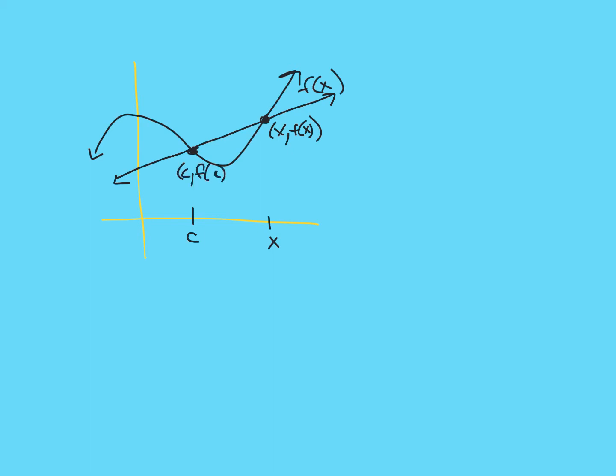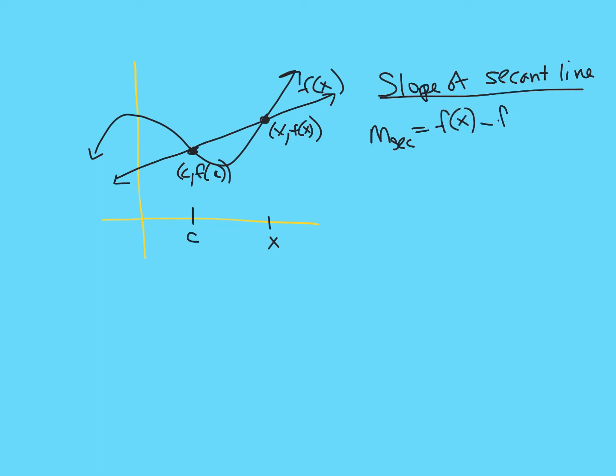Those are going to be my 2 points. So the slope of the secant line is going to be the same way that you've been finding the slope for probably 3 or 4 years now, depending on how long you've been finding slopes of lines. You do the change in y over the change in x. The y value when x is x is going to be f of x. The y value when x is c is going to be f of c. The x values are x and c. So this right here is the slope of the secant line.